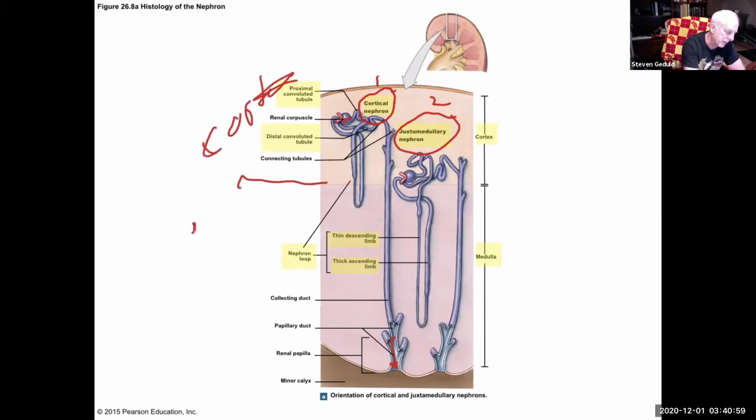Here's your medulla. Okay, so the cortical nephrons are short and they stay mostly in the cortex. Your juxtamedullary nephrons are extremely long and feed from the cortex into the medulla. Okay, so that's the difference. Cortical nephrons stay mostly in the cortex. Juxtamedullary nephrons, their big loop extends into the medulla.